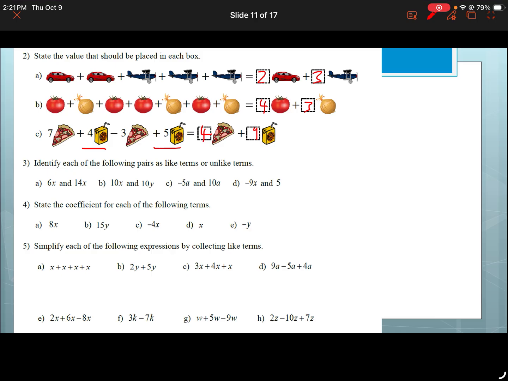Which of these are like pairs? Well, 6x and 14x, they're like pairs. 10x and 10y are not like pairs. Negative 5a plus 10a are like pairs. Negative 9x plus 5 are not like terms. They have to have the same letter. If there was a 5x, it'd be like terms, but it doesn't have that, it's just 5.